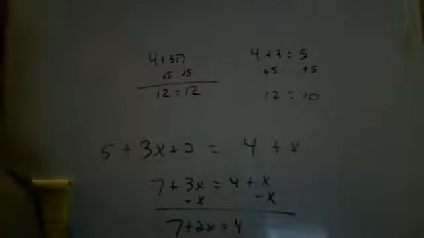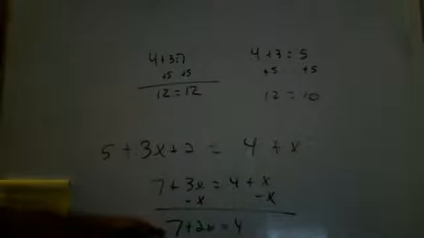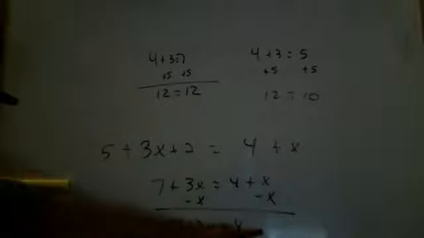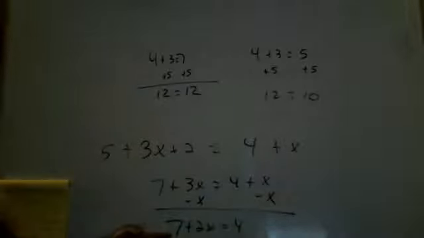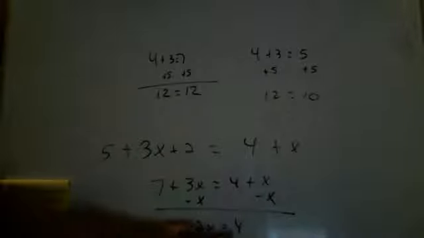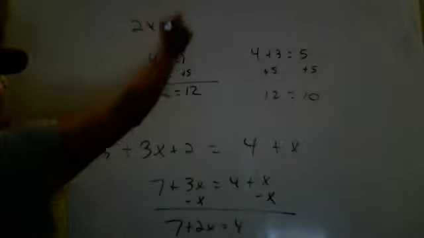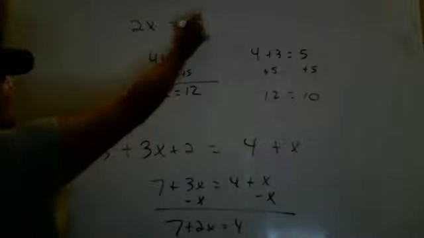The next thing you would do is eliminate the constant term on the side with the variable. What's a constant term? It's a number without a variable. I have a constant term here and a constant term here. But it says eliminate the constant term on the side with the variable. So I don't want to eliminate this 4 because there's no variable here. I want to eliminate this 7 because this is the side of the variable. So I would subtract 7 from both sides, and I would simply get 2x equals negative 3.